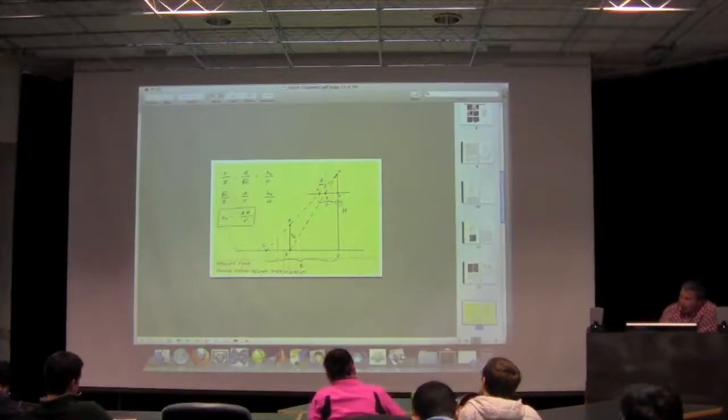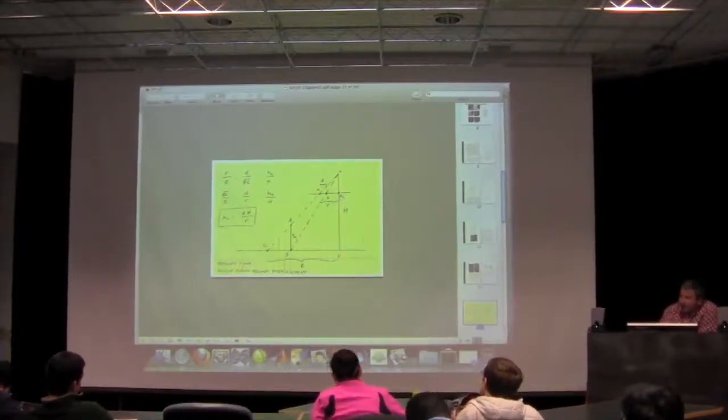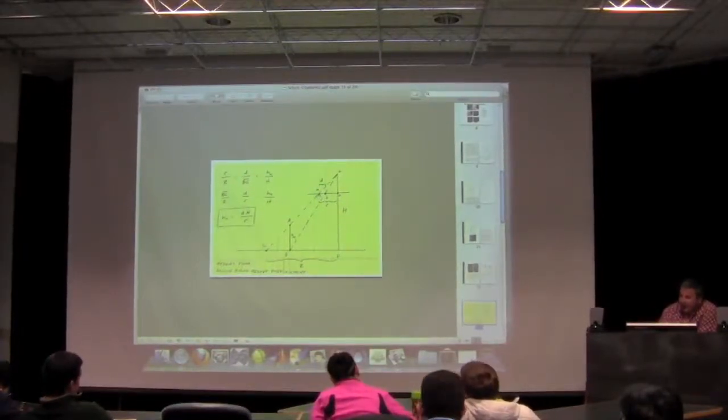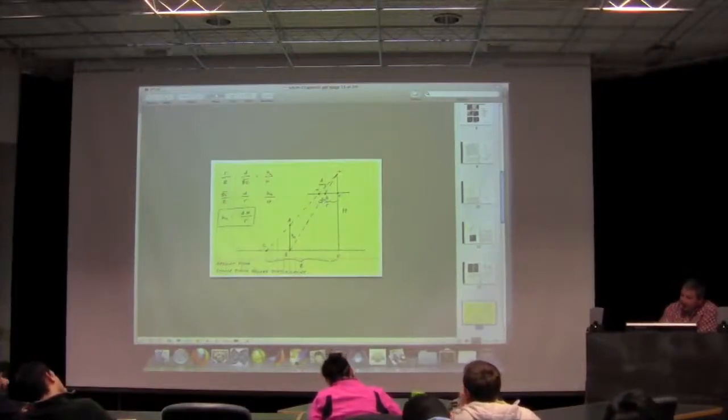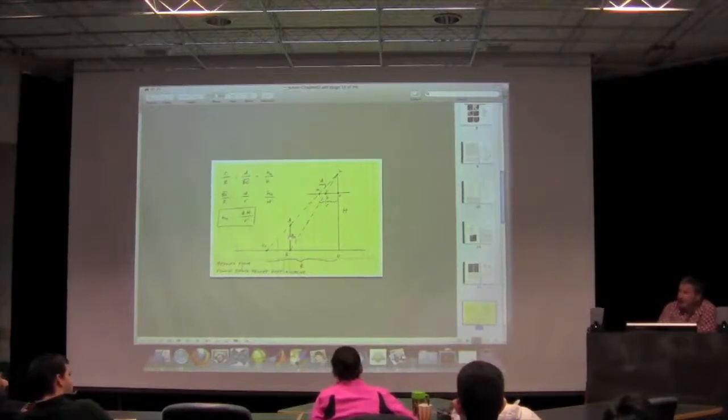I'm going to label the distance from the origin on the image plane out to the top of the tree as r, the radial distance away from the center of the origin. Right? And what I want to find is little h sub a.